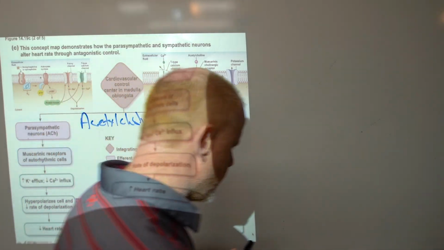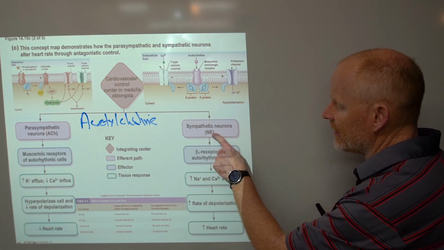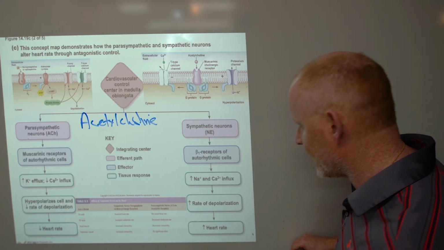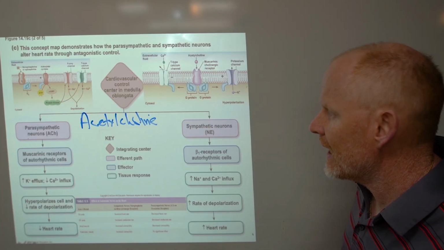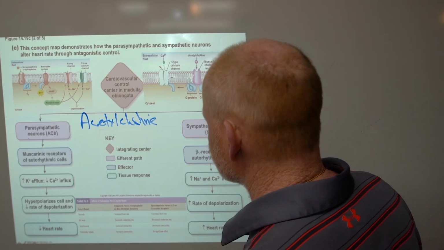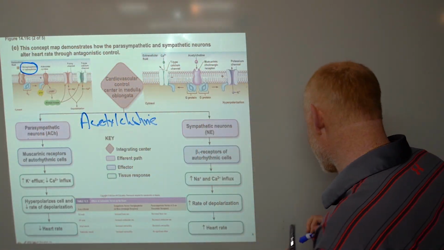So that's one of the neurotransmitters. The sympathetic nervous system releases NE, which is norepinephrine, right? Norepinephrine is spelled up here for you, or epinephrine. We can really treat them the same.